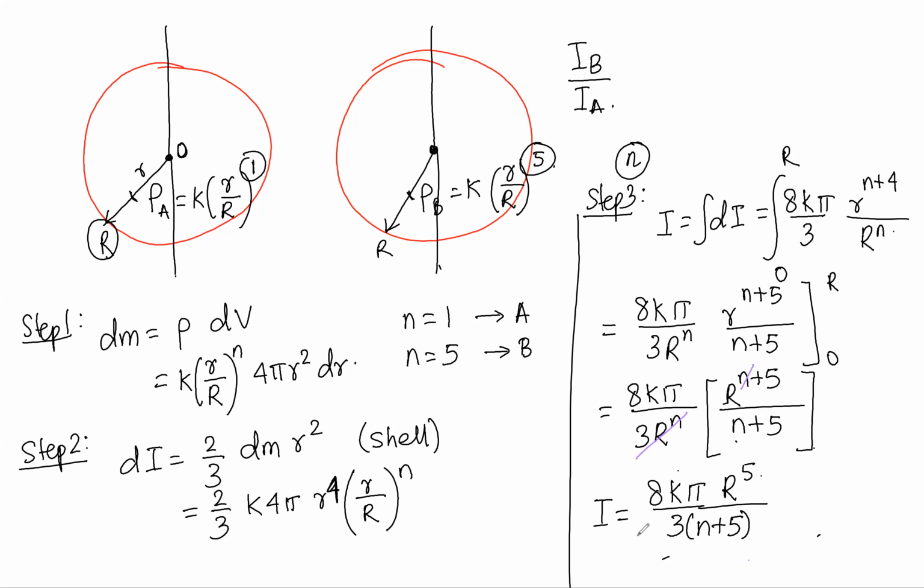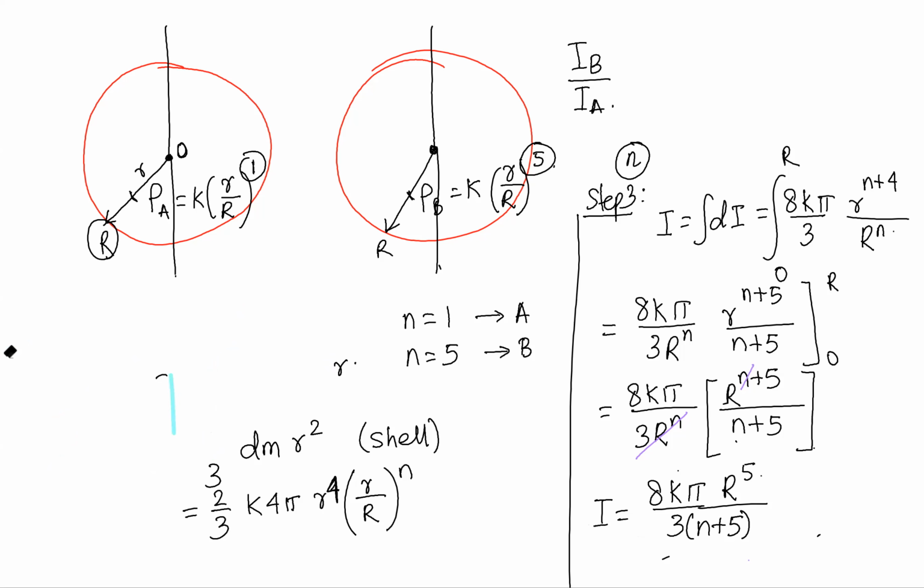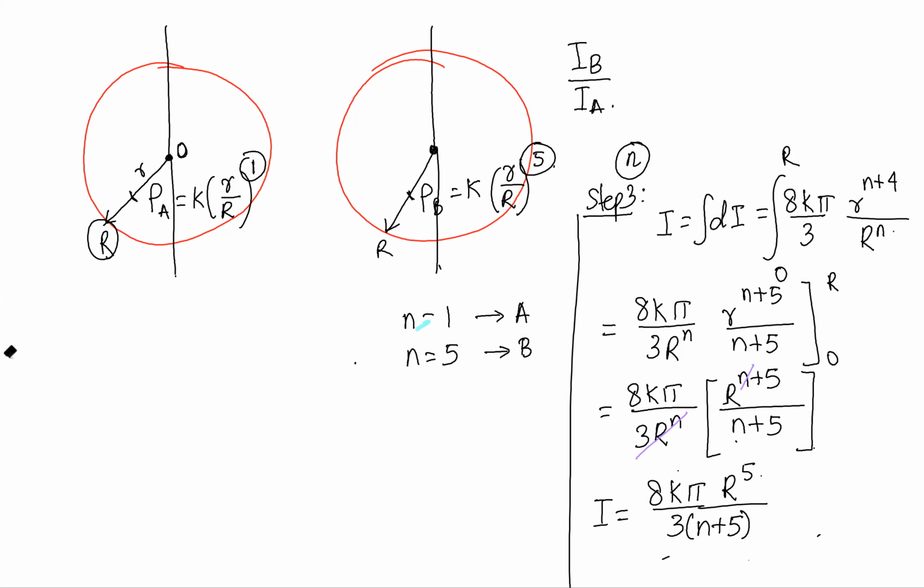I'm removing the left side of the board because we'll require this calculation. So now we need to find out the ratio of A by B, or you have to find out the ratio of B divided by A. In B, the value of n is equal to 5. So you can put 5 on your own. Meanwhile, I'll be done erasing. And on A, you can just put 1. So if you write IB divided by IA, keep in mind that the constant part of this thing, this 8k pi by 3, is common. That is going to cancel. The only thing that is going to remain is R to the power 5 by n plus 5. Even the R part is also going to cancel.